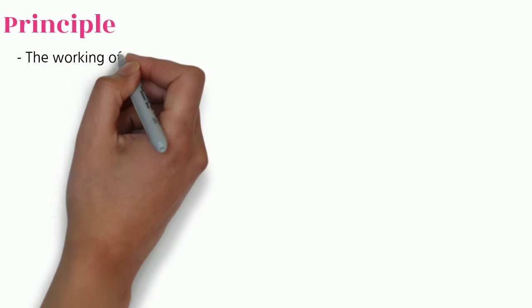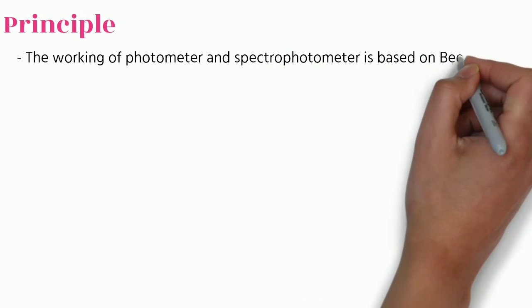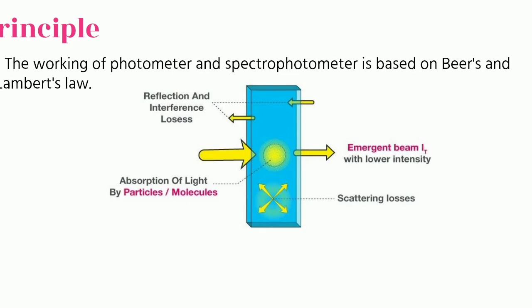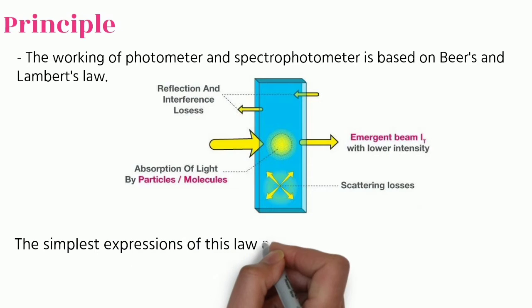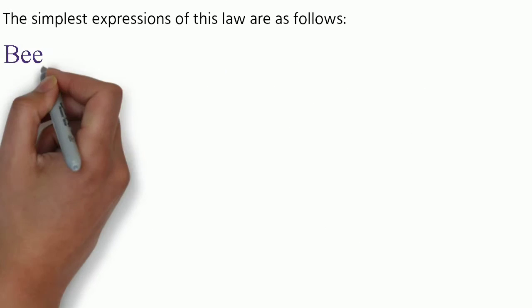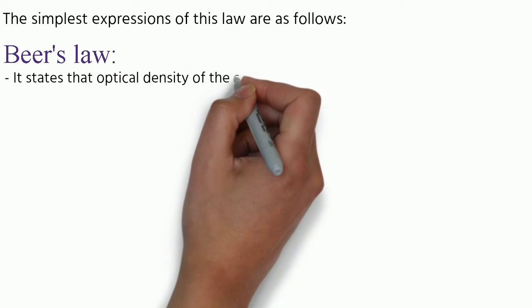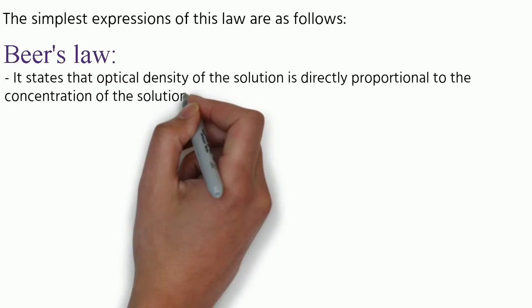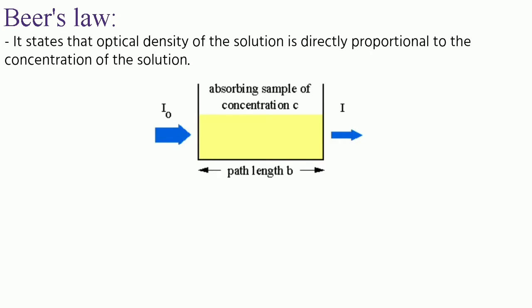So in principle, the working of the photometer and spectrophotometer is based on Beer's and Lambert's laws. This is the picture of Beer's and Lambert's law. The simplest expression of these laws is as follows. Beer's law states that the optical density of the solution is directly proportional to the concentration of the solution. So here you can see the initial and transmitted light.